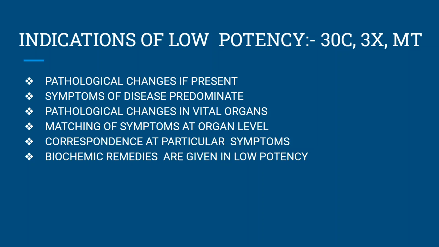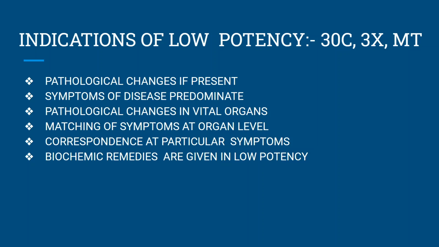So in this case, where symptoms of disease predominate is an indication for lower potency. So pathological changes in vital organs is an indication for lower potency. Matching of symptoms at organ level is an indication for lower potency. So matching is only at particular symptoms, not at mind. We are going to choose lower potency. Correspondence at particular symptoms calls for lower potency.